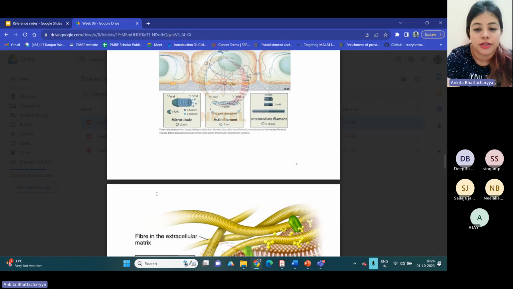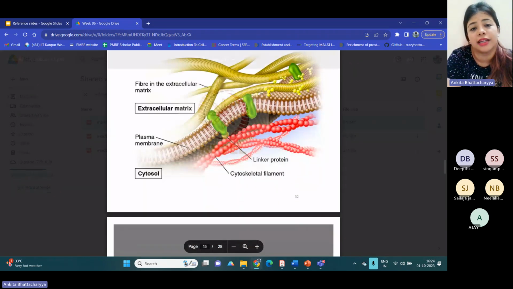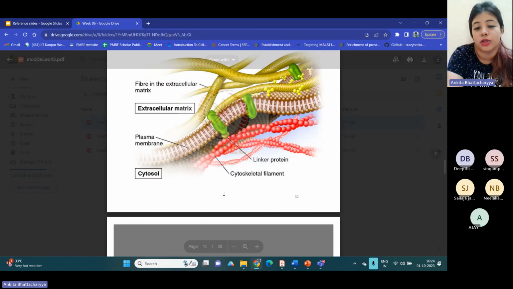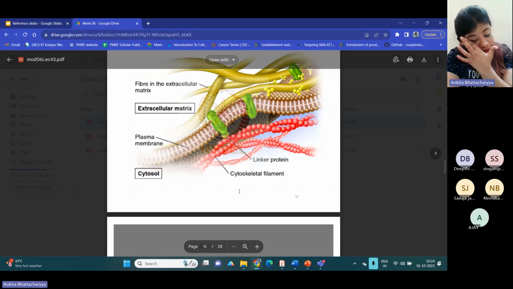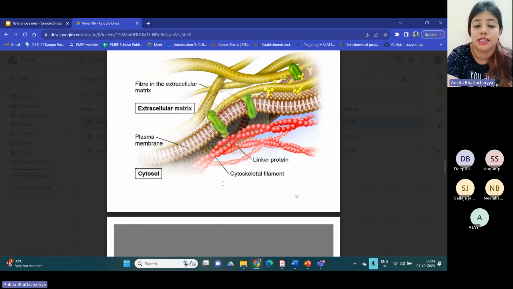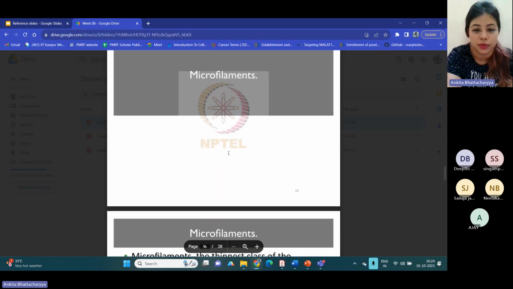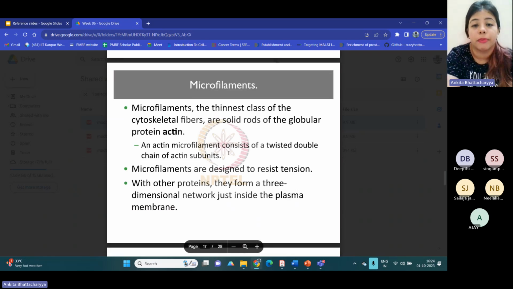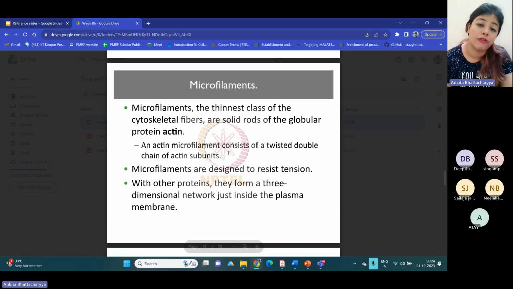So this is the comparison of the three types of filaments, and you can see that actin, or particularly the cytoskeleton, is extensively in close contact with the plasma membrane and with the ECM as well. Then we talked about microfilaments, which are made up of globular actin, which has a twisted double chain of the actin subunits. They resist tension and they form a sort of 3D network just inside the plasma membrane.